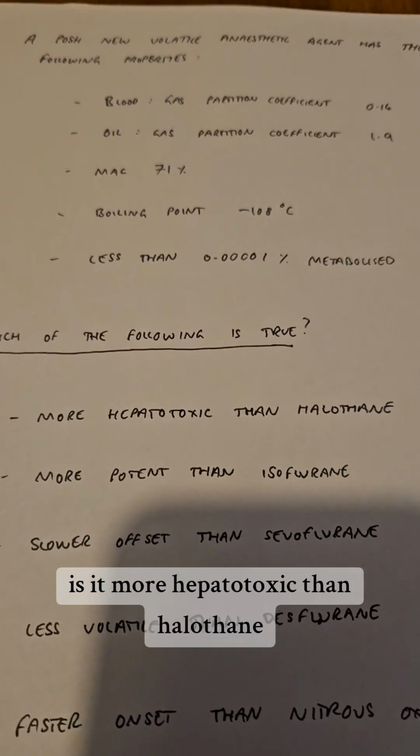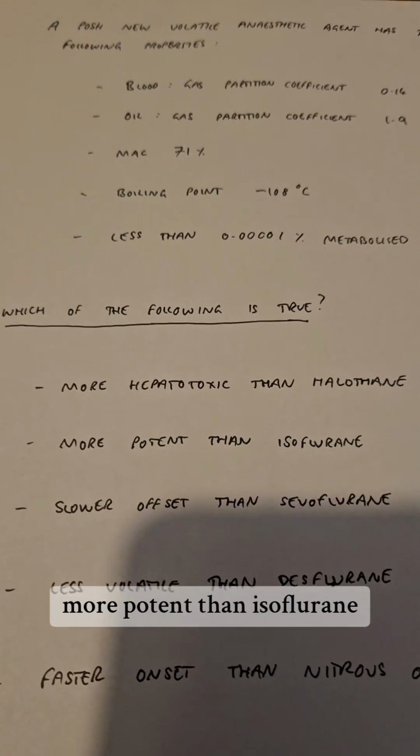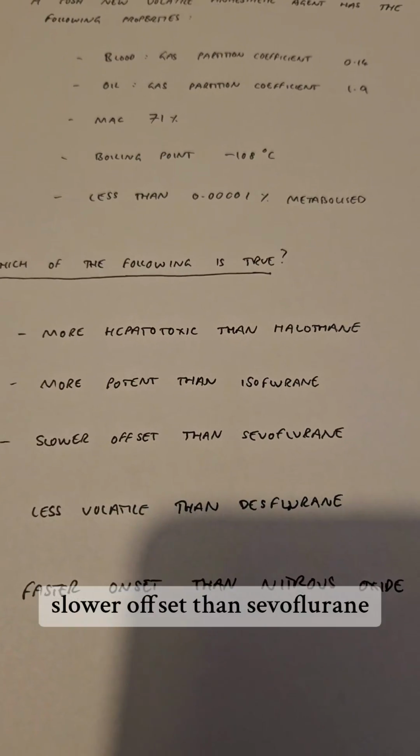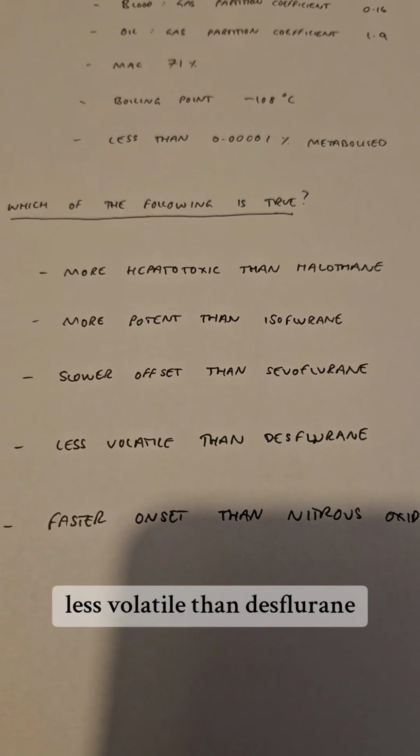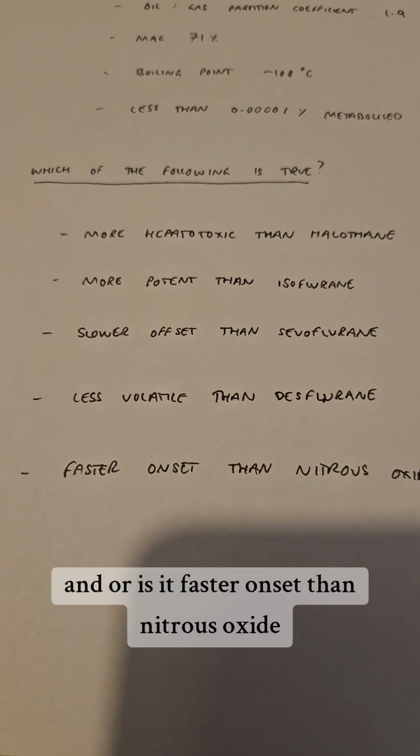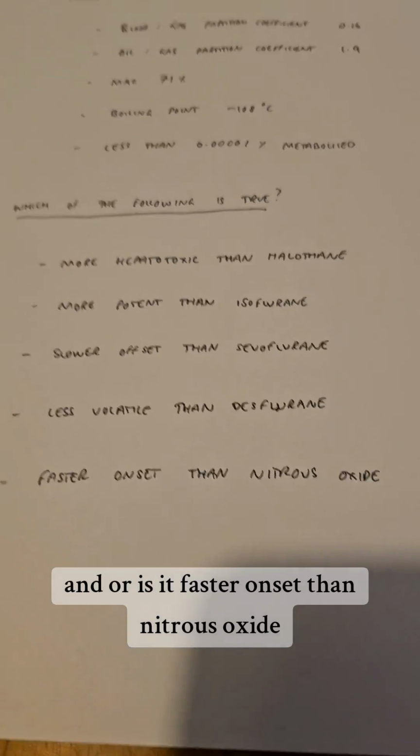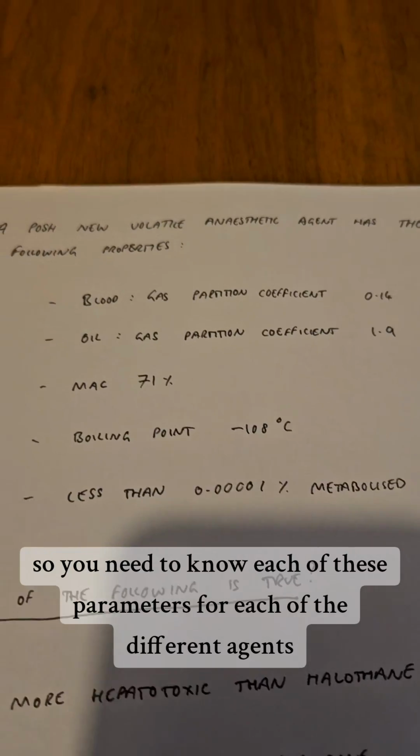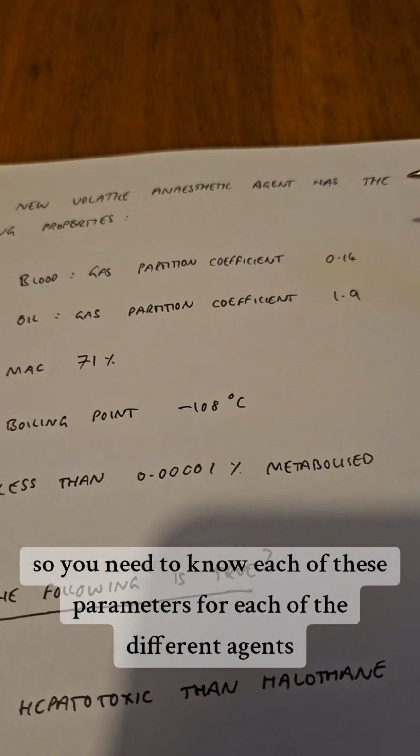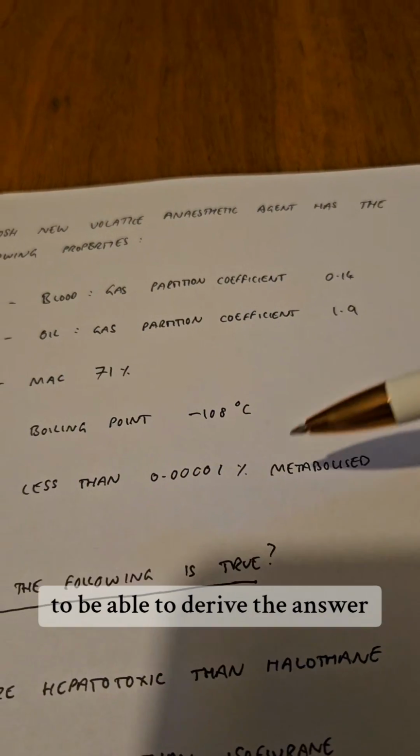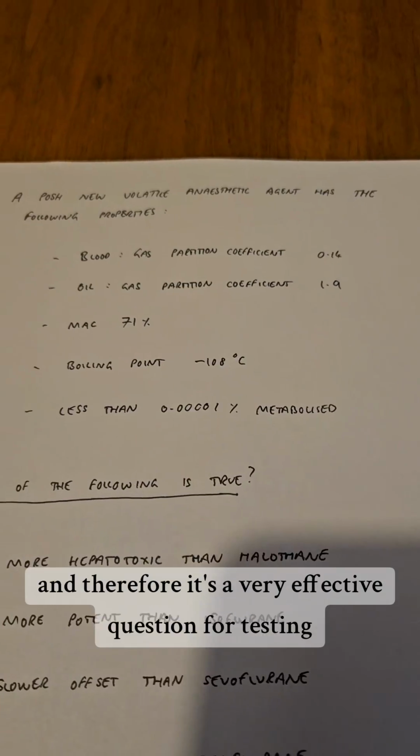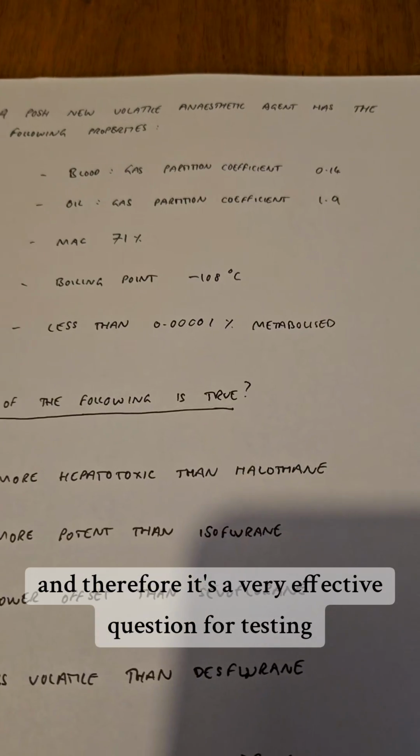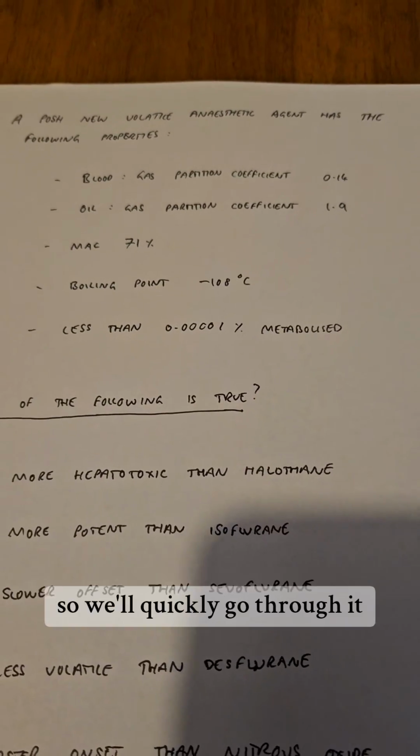So which of the following is true? Is it more hepatotoxic than halothane, more potent than isoflurane, slower offset than sevoflurane, less volatile than desflurane, or is it faster onset than nitrous oxide? So you need to know each of these parameters for each of the different agents to be able to derive the answer. And therefore it's a very effective question for testing lots of pharmacological knowledge at once. So we'll quickly go through it.